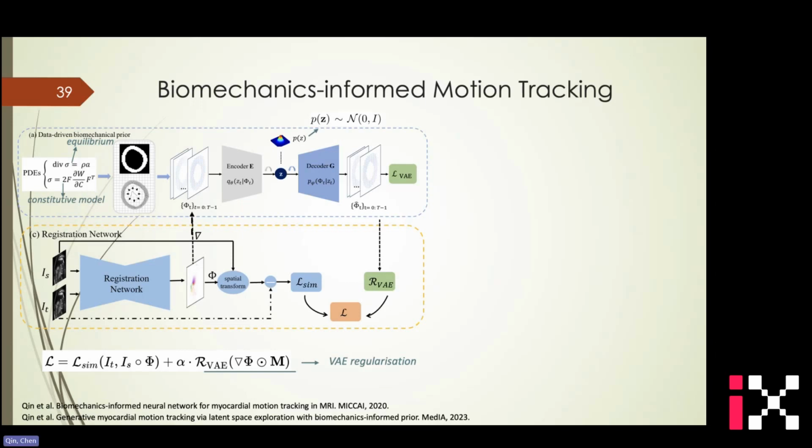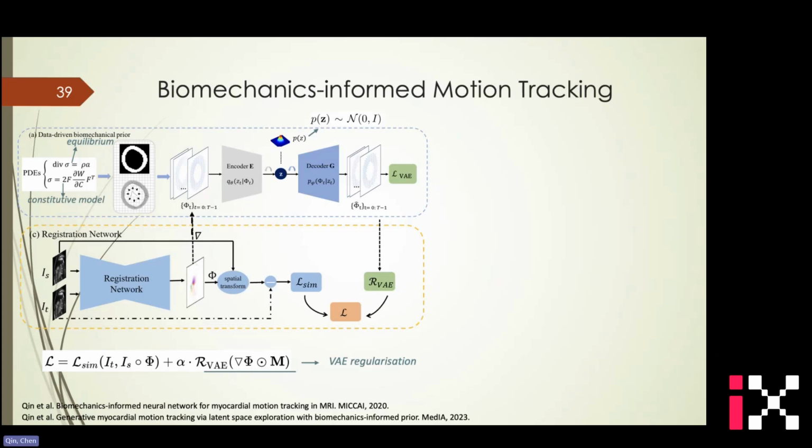And once we have this, we use this variational autoencoder, coupled with our standard similarity losses, as a regularization to inform this registration network, to make sure that the estimated deformation falls on the manifold that has been learned by the variational autoencoder, right? So that it is biomechanically plausible.